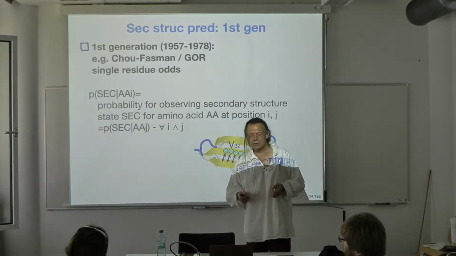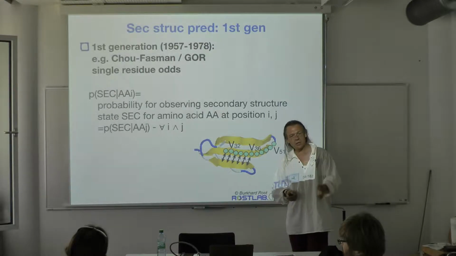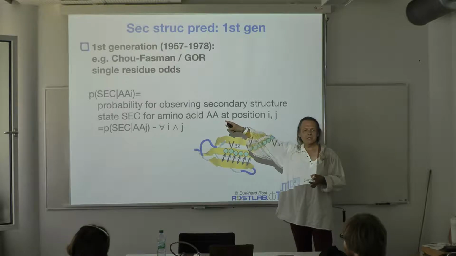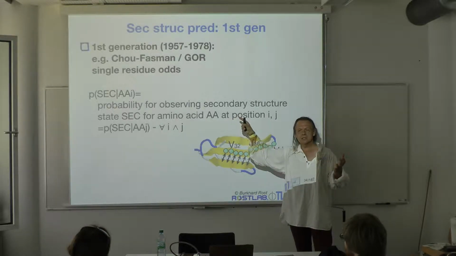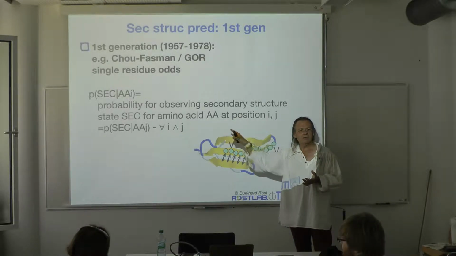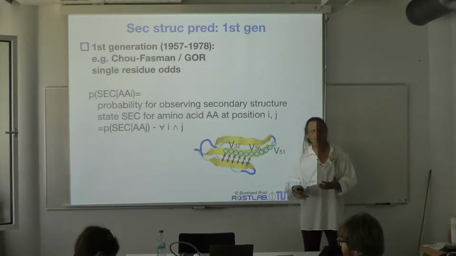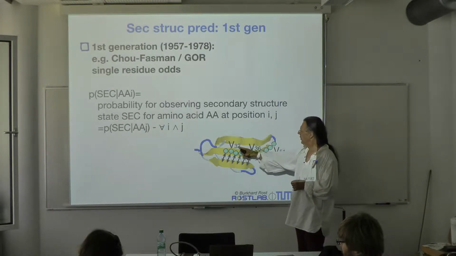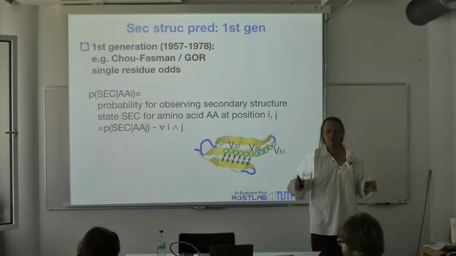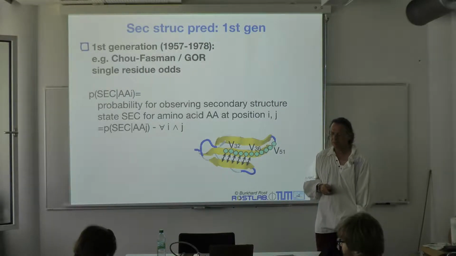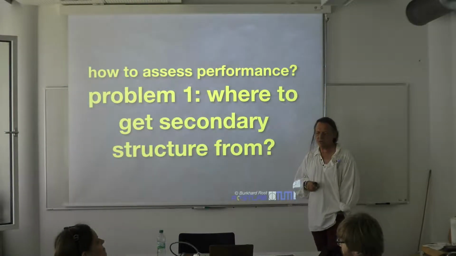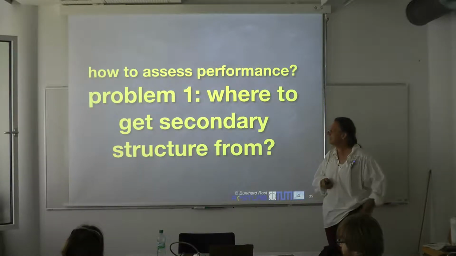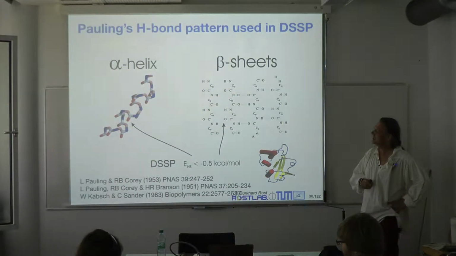Essentially, I call them the first generation of methods. What they use is individual amino acid information. So they essentially say whether the amino acid is a valine at position I or a valine at position J, the probability of forming a particular secondary structure is the same. It's completely independent of where you sit; all these V's have the same probability of forming a particular secondary structure. Now, the first issue here is how to assess the performance of such a method. That got to the issue of how to get secondary structure, which led essentially to DSSP.